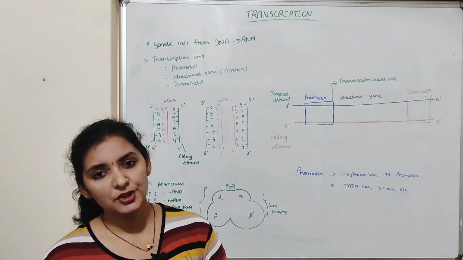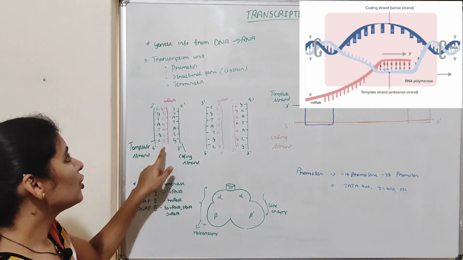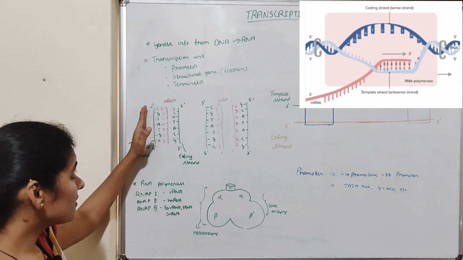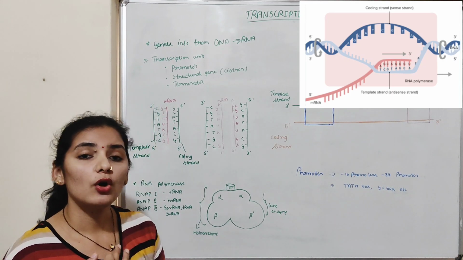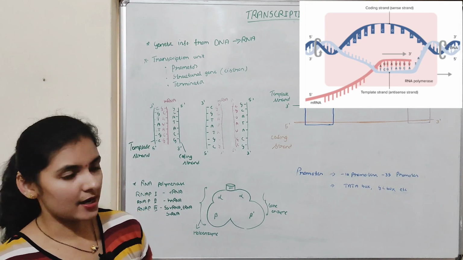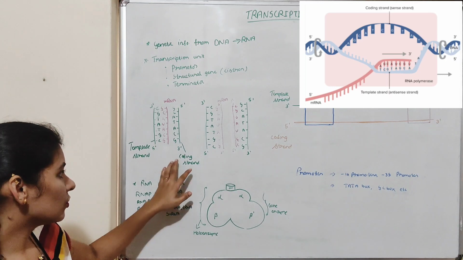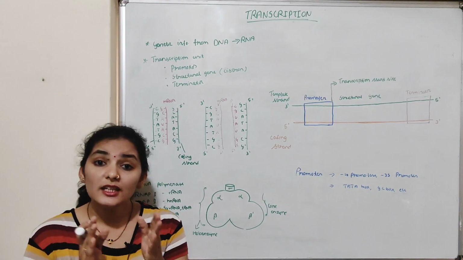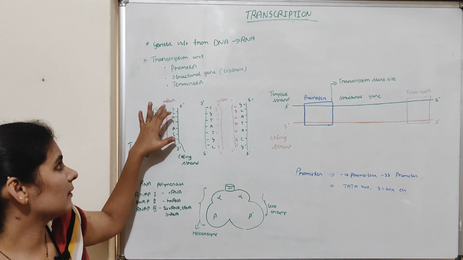So to avoid all these problems, only one DNA strand is used as a template strand to produce RNA. And that strand which is used as a reference strand for the production of RNA is known as template strand or non-coding strand or antisense strand. And the other strand which is not at all used during transcription is known as coding strand or non-template strand or sense strand. Even in that template strand, only a few segments will be transcribed into RNA during transcription.